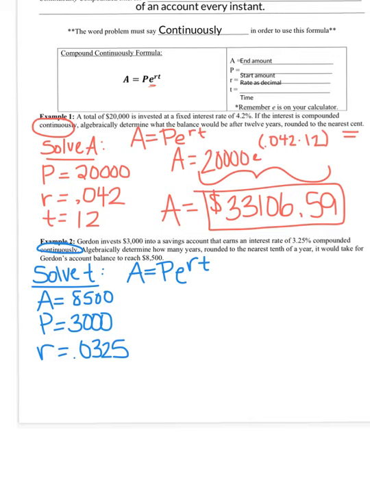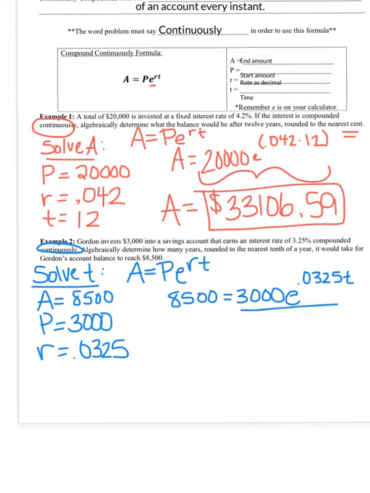Okay, so now we plug everything in. 8,500 equals 3,000 times e raised to the 0.0325t. Okay, so now for this example, you see that your variable, t, is up in an exponent, so you're going to have to use logarithms for this. Now, because your base is an e, you're more inclined to use a natural log. I'll show you how to do that, though.